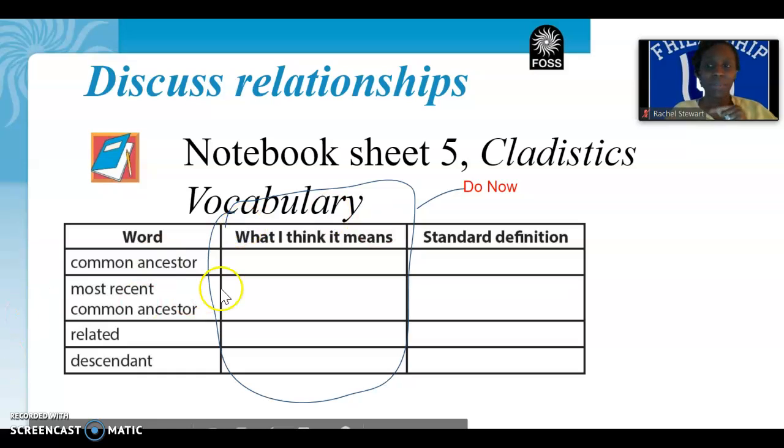Shoot. Before you pause, this is the part that you're supposed to do, or that you should have done if you paused before I said something. So you should have filled out what you thought common ancestor, most recent common ancestor, related, and descendant meant to you.